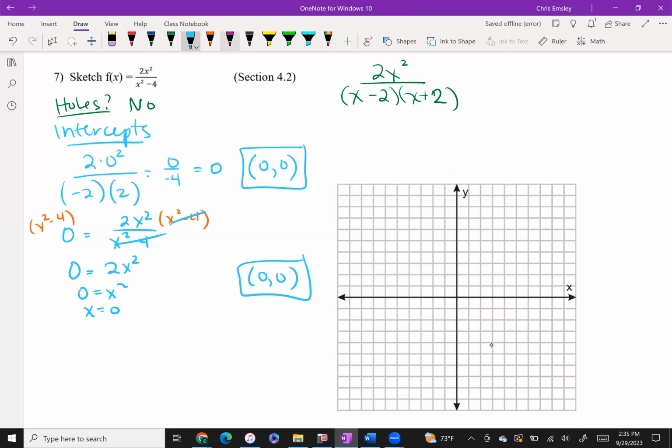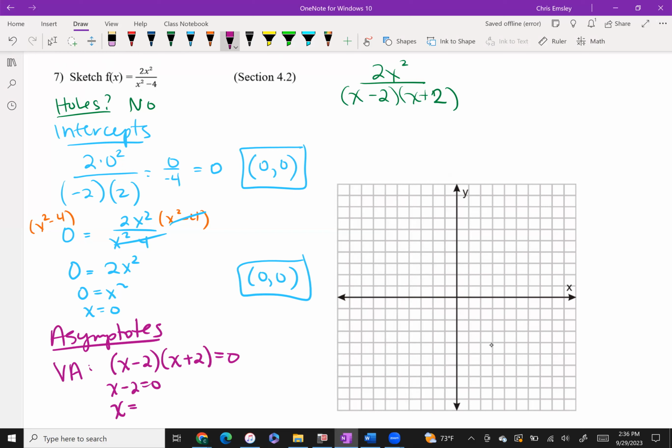Next up, let's look for those asymptotes. Vertical asymptotes happen where our denominator is 0. I already factored it up there, so I'm going to write it factored because that's how we're going to have to solve it. Our denominator is 0 here. So either x minus 2 is 0, which gives us a vertical asymptote at 2, or x plus 2 is 0, which gives us a vertical asymptote at negative 2.